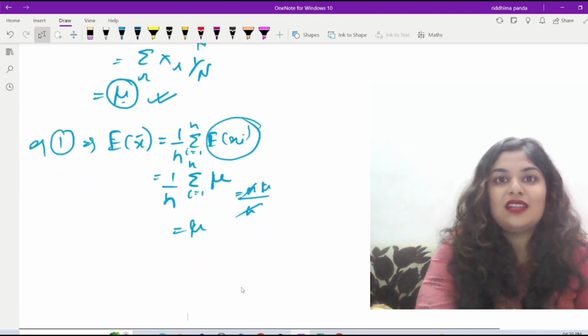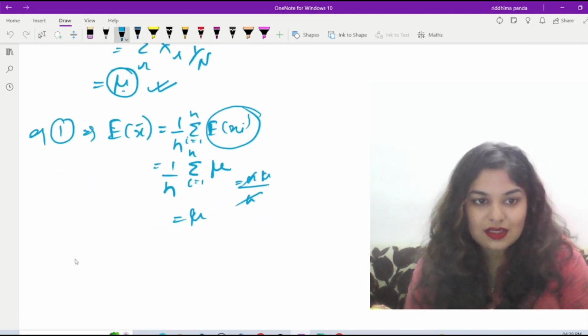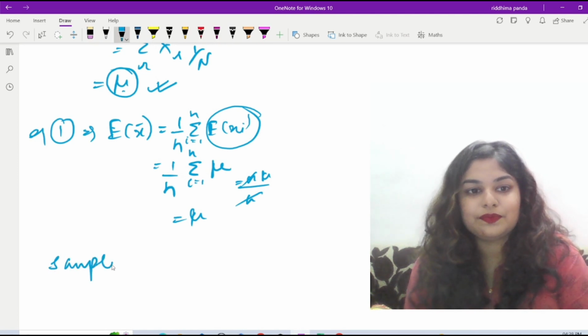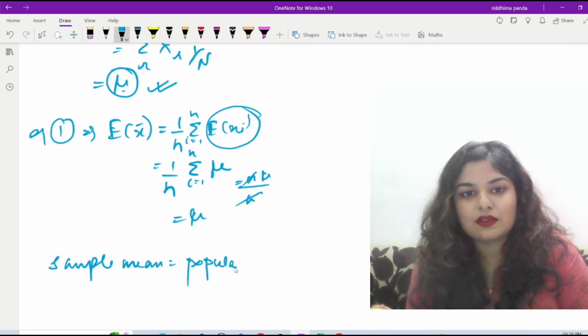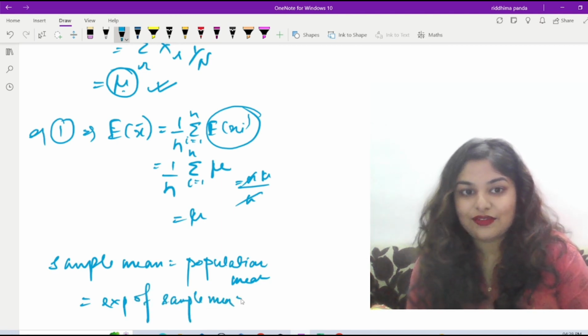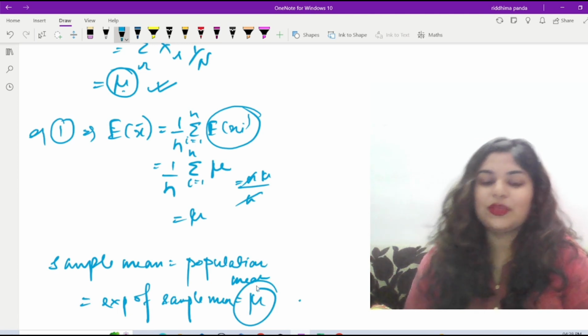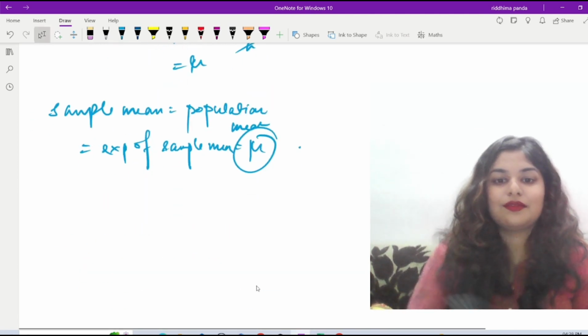So in case of random sampling with replacement, the expectation of the sample mean is equal to the population mean, which is mu. Okay. Now let us find out the variance.